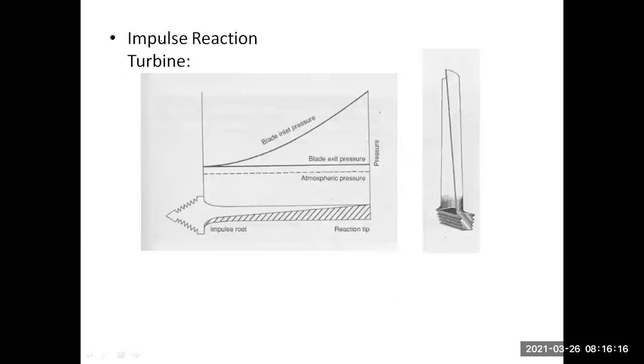Next one is the impulse reaction turbine. The engineers thought: the impulse turbine was more effective at the base, and the reaction turbine was more effective at the tip. So let us solve this problem. What they did is they combined the impulse turbine with the reaction turbine. They combined both turbines and made a blade called the impulse reaction turbine. You can see the picture over here.